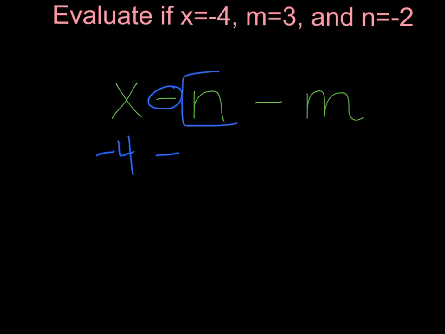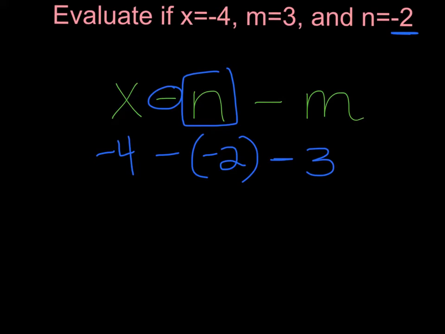Then I need to come to n. It says n is -2, so I'm going to put -2 in parentheses. All right, right after that it says minus, so I'll write my minus sign. And finally it says m, so I'm going to fill in m, which is just a normal 3. All right, now that I've rewritten it, now I can go through and do my subtraction.